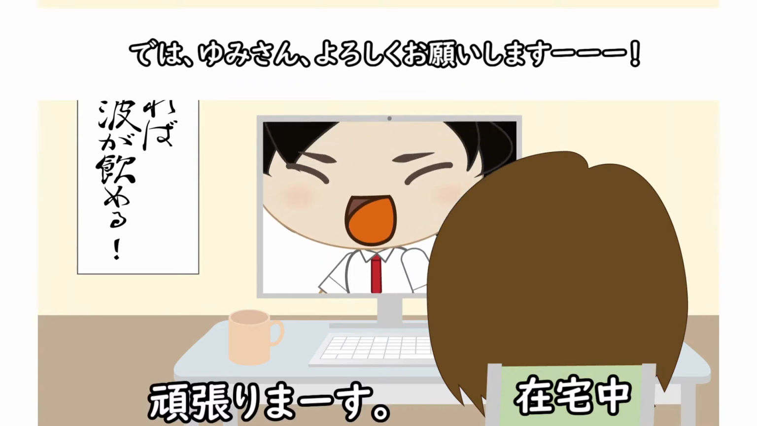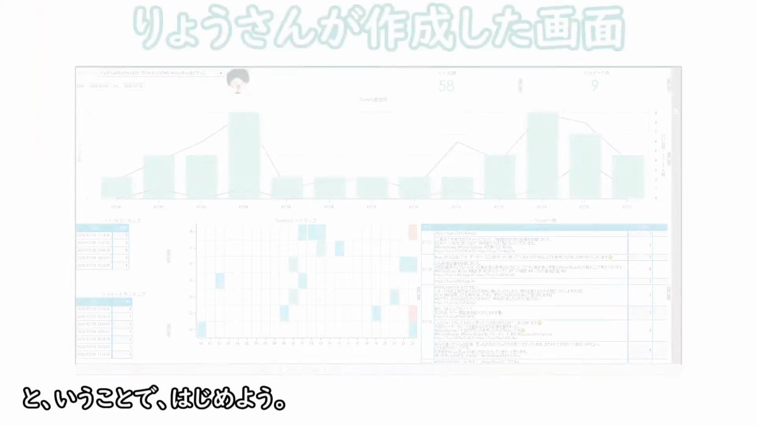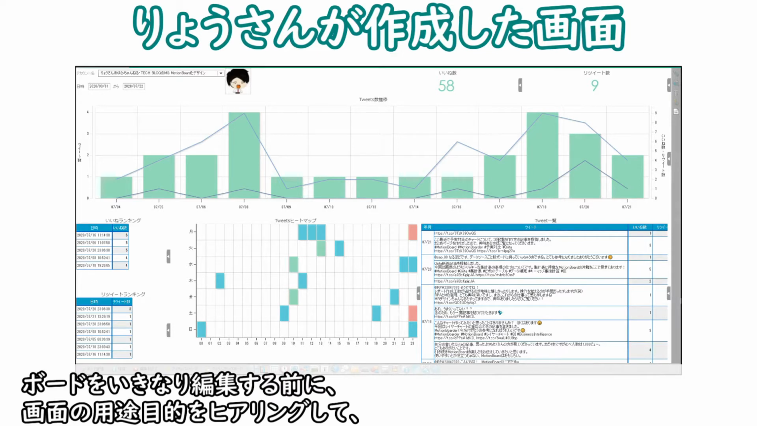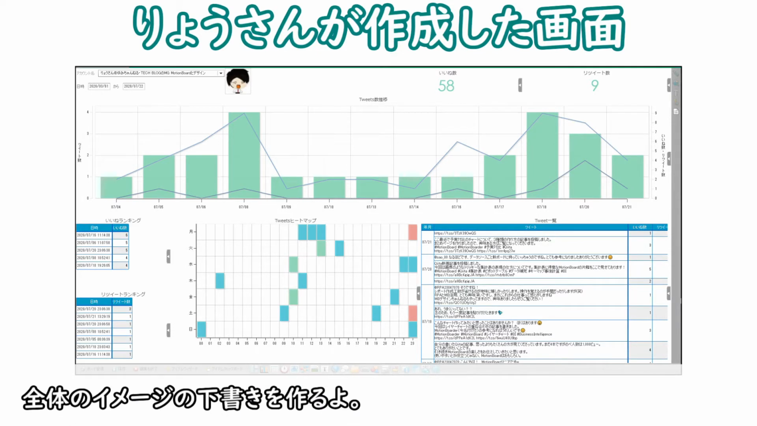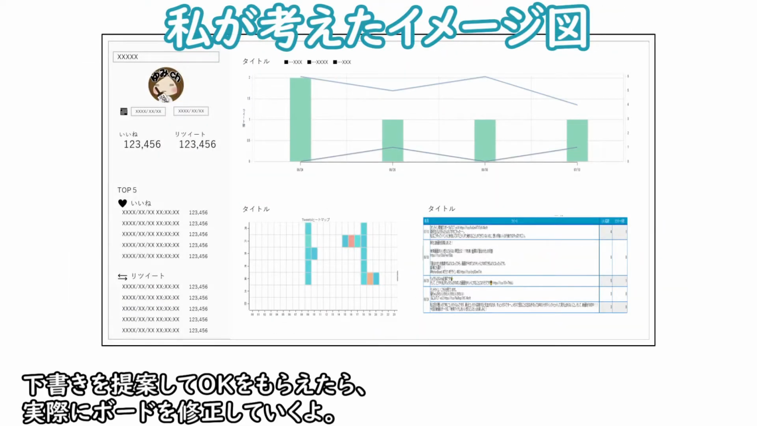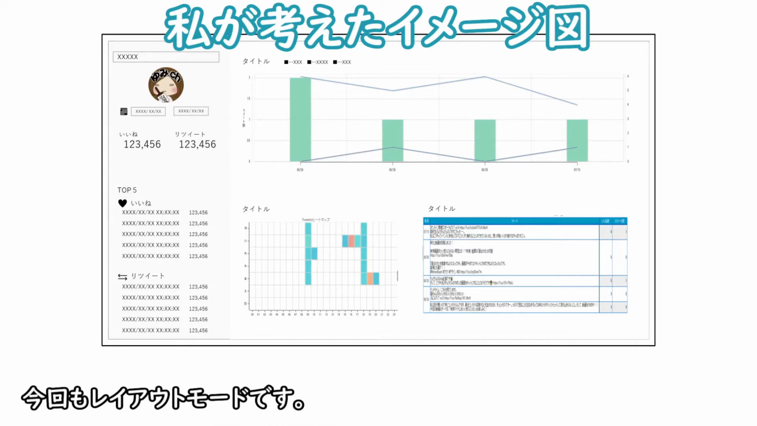I'll do my best. Okay then, let's start. Before suddenly editing a board, ask what its purpose will be and make a draft of the overall image. I tried to design it this way. After you propose a draft and get an OK, then you can revise a board. This time I'm using layout mode. We're also planning to release a video using free layout mode soon, so please look forward to it.